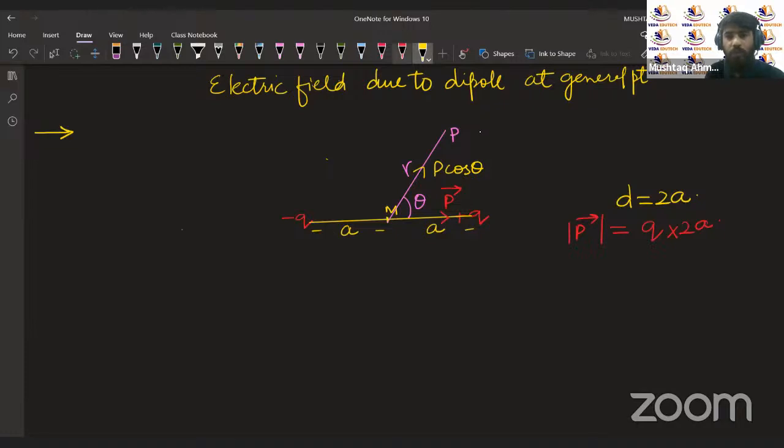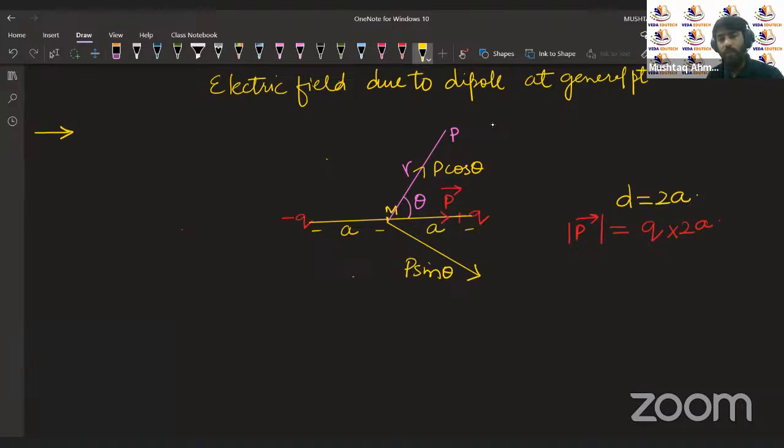And the dipole moment along this direction will be P sin theta, right? And we know that any two components of a vector, which are resolved from a vector, are independent of each other and do not interfere with the other components, right?